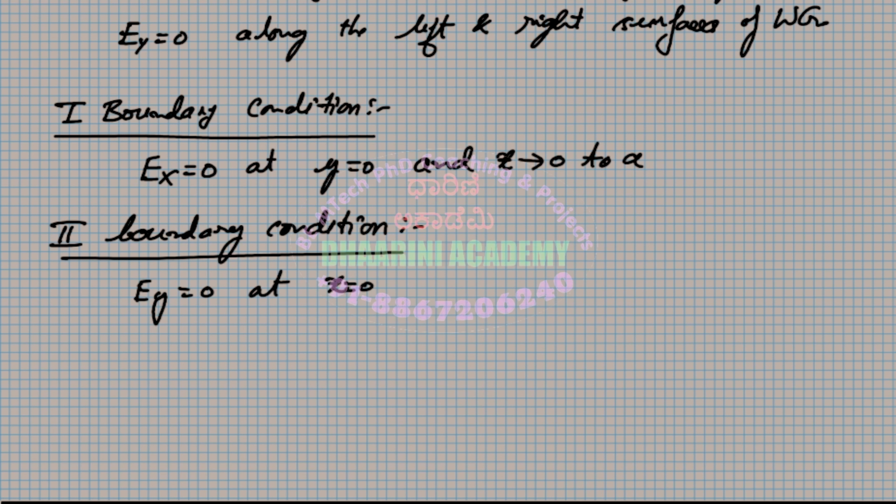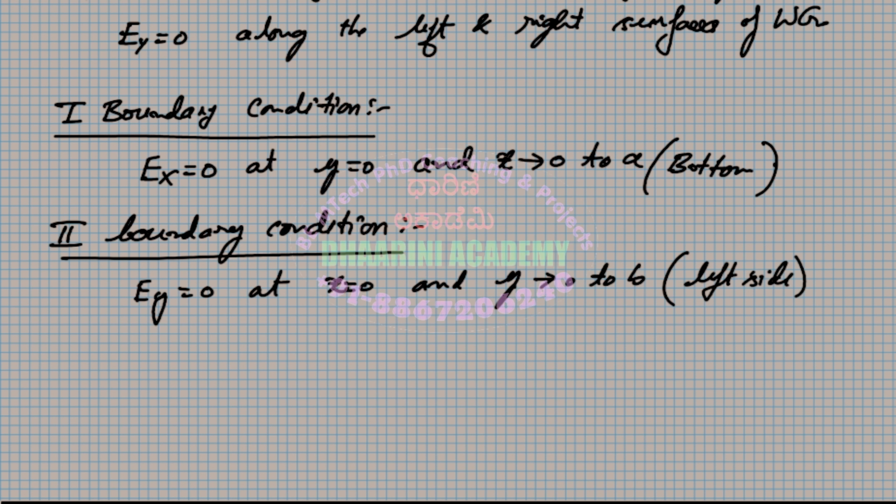So Ey becomes equal to 0. What is the condition there? At that point x becomes equal to 0, correct? x equal to 0. And what is the other condition? y varies now, from 0 to b. I'll write here which wall is which, so that you can refer to this whenever you read. This is the bottom side, and this is the left side wall.